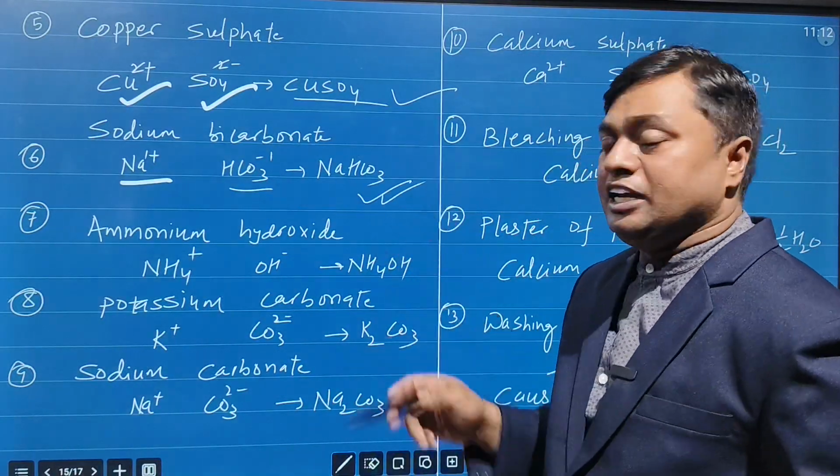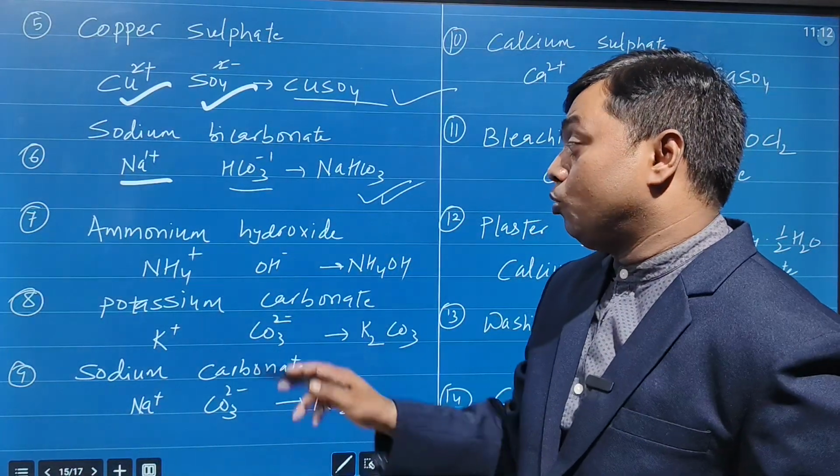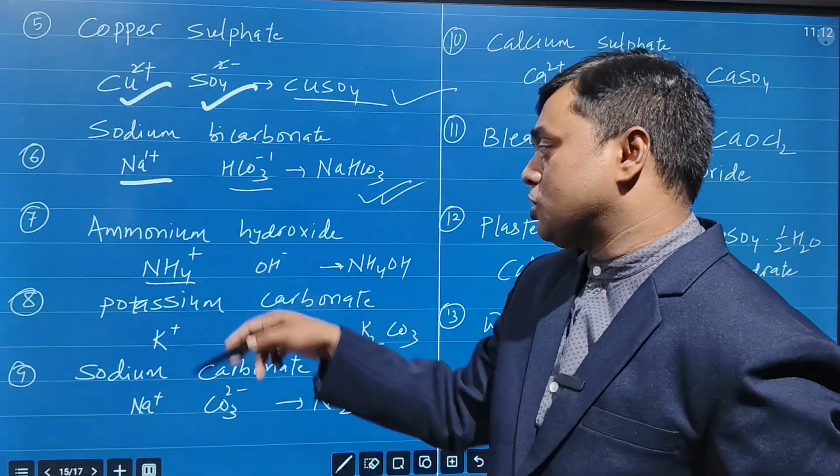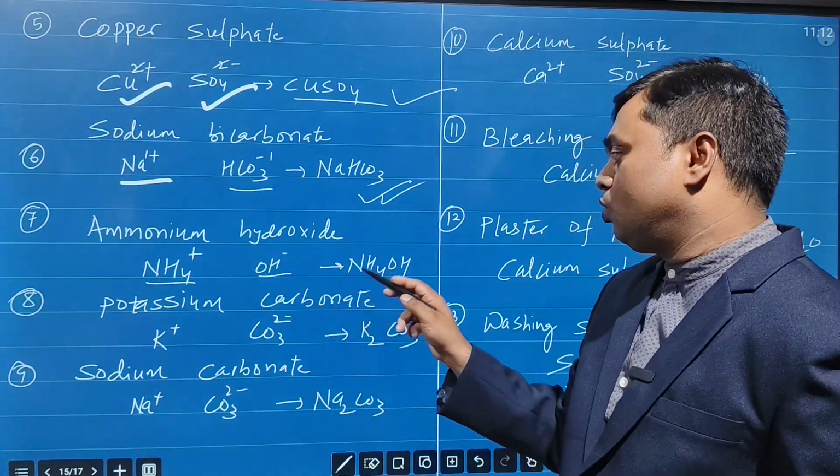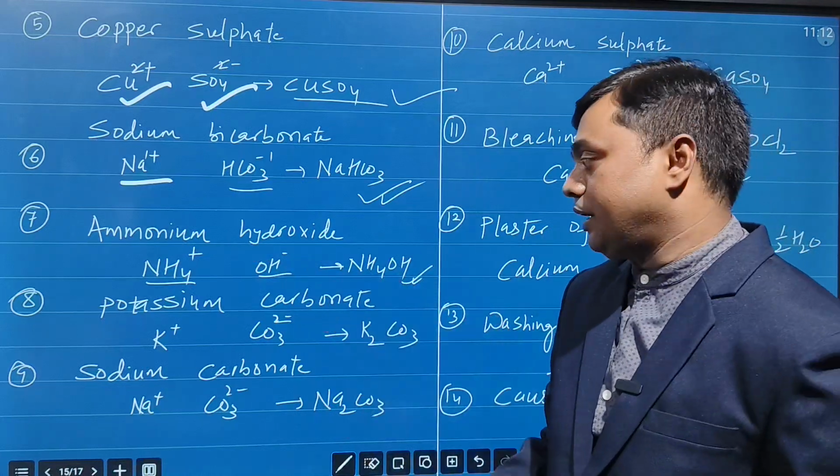So NaHCO3. Ammonium hydroxide: ammonium NH4+, hydroxide OH-. So we can write NH4OH. One we generally do not write.